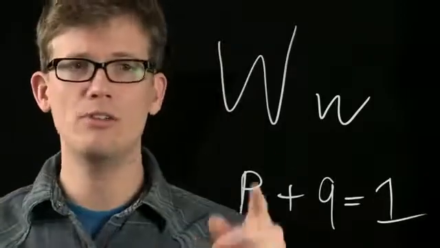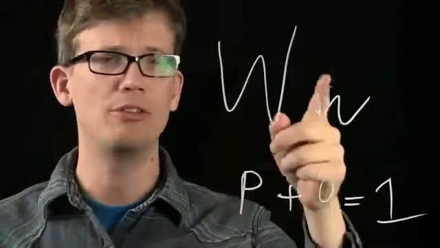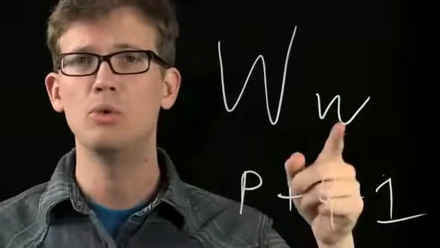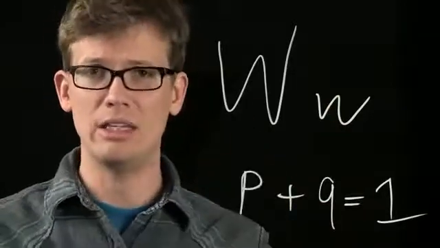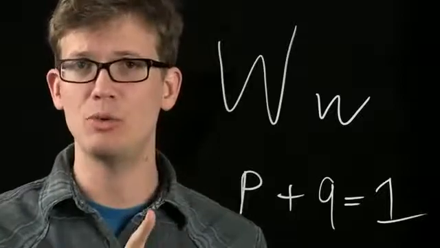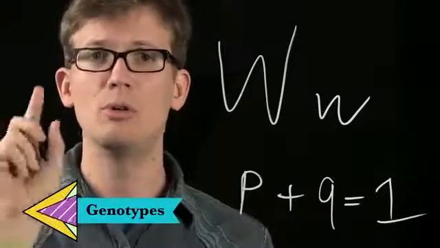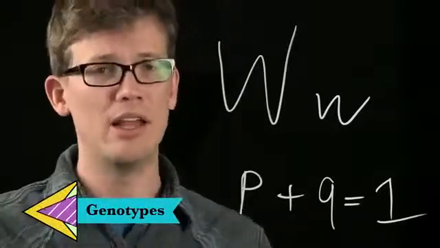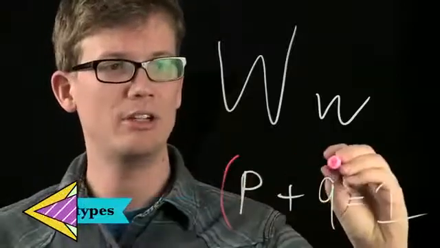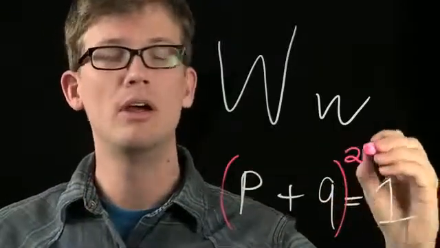And what I know is that the frequency of big W plus the frequency of little w equals 1. But that's in the entire population. In each individual, we want to know their genotype. So 2 different alleles. So what's happening is this is happening twice in every individual. So what we need to do is square it.